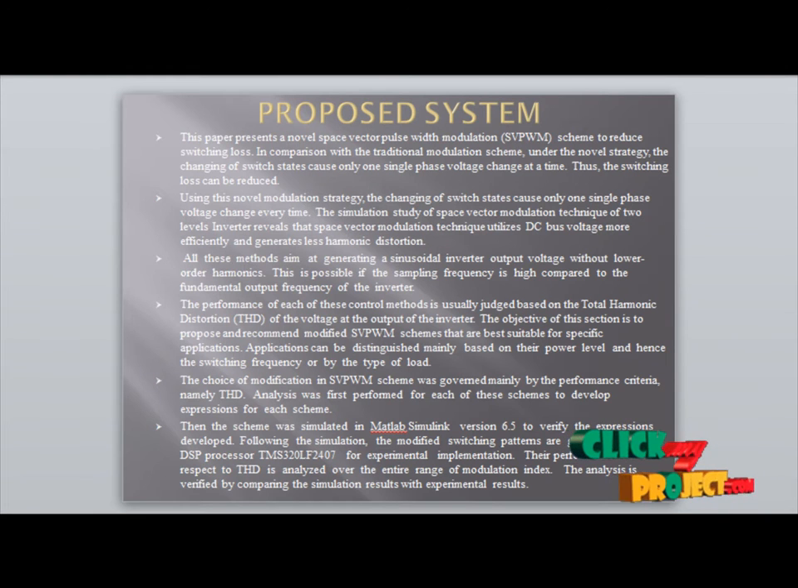In the proposed system, this paper uses a novel space vector pulse width modulation for reducing switching loss. Under the novel modulation strategy, the switching states change in a single phase voltage at a time, so the losses in the switches can be reduced. At the same time, the DC bus voltage is efficiently used, generating less harmonic distortion and a sinusoidal inverter output. The performance of the controller methods is judged by the total harmonic distortion of the inverter output voltage. The choice of objective and modified analysis are first performed.